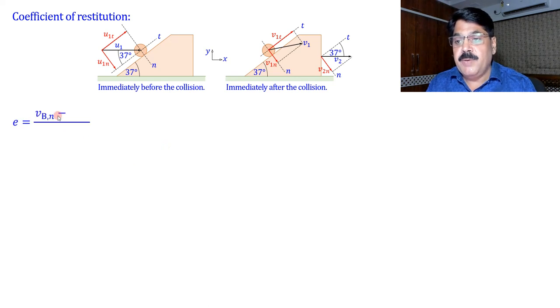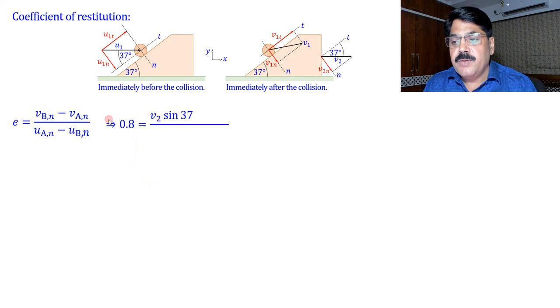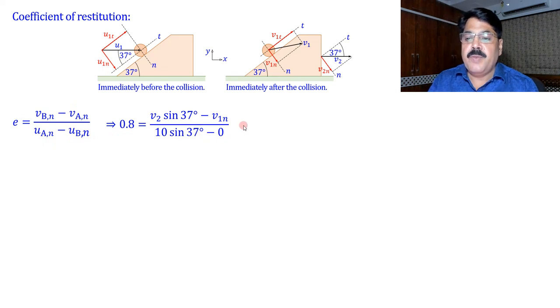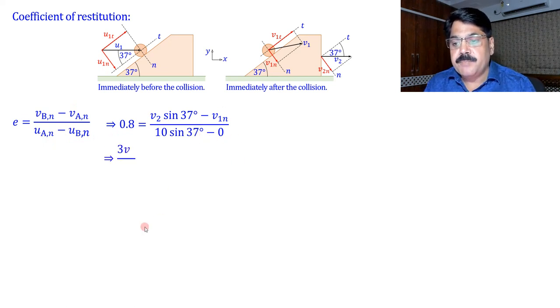E is equal to VBN minus VAN upon UAN minus UBN. Now that is the general expression. We substitute values. B will be replaced by 2 and A will be replaced by 1. So E was given 0.8, VBN is V2 sine 37, and this is the known V1n, and this is UN, that is U1 sine 37 minus 0. And from this equation we obtain 3 V2 by 5 minus V1n is equal to 4.8.